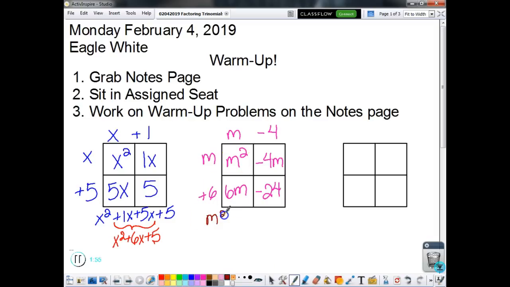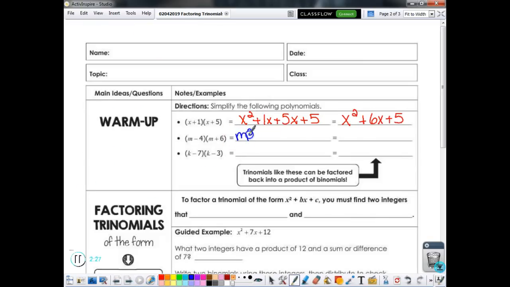So m squared plus 6m minus 4m minus 24. Again, I want to combine my like terms right here, the m's. So I end up with m squared plus 6 minus 4 would be 2m minus 24. Alright? Everybody remember this? This was on your test? Good. So if I fill this in, this is m squared plus 6m minus 4m minus 24, and it combines to m squared plus 2m minus 24.